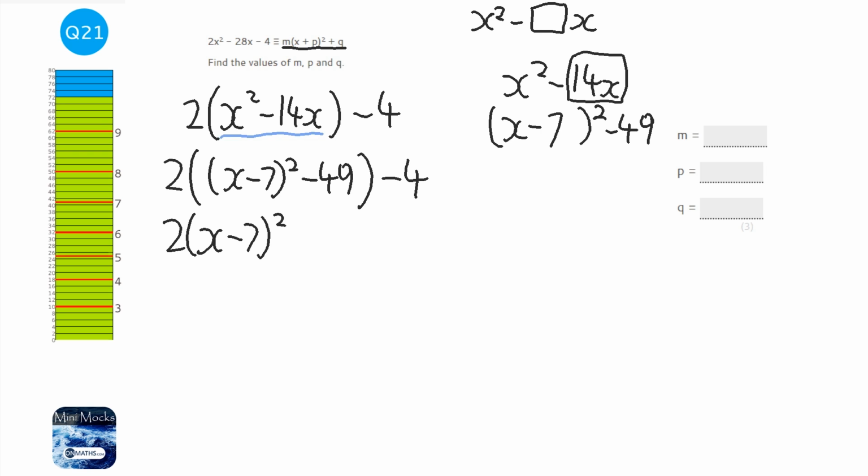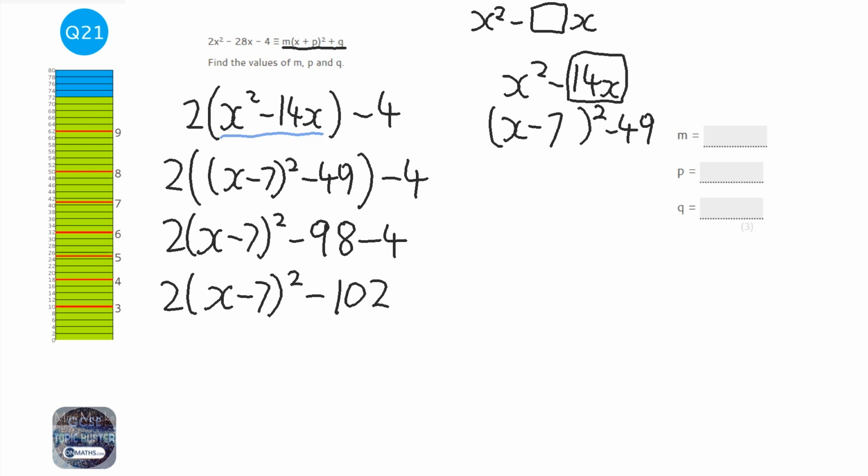And I'm going to times the minus 49 by 2, and so I can collect the numbers together. So looking at the question, it wants m. M is the thing before the brackets, so m is going to be 2. Now it says that p is a positive. Well, we know that p is minus 7, so I'm going to put minus 7 there. And q, it says, is a positive. Well, we know it's a negative, so it's going to be negative 102.